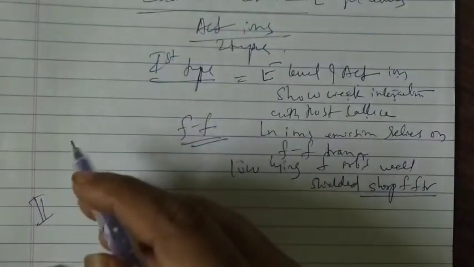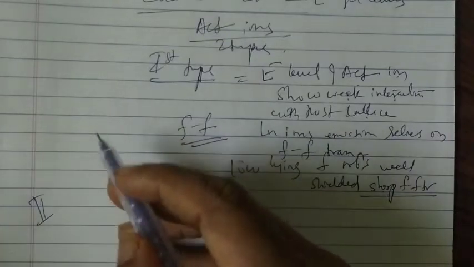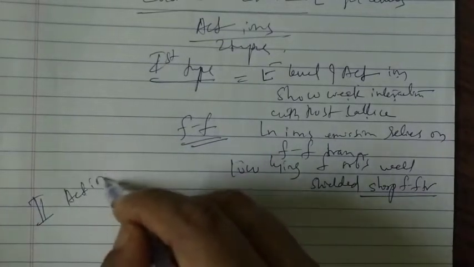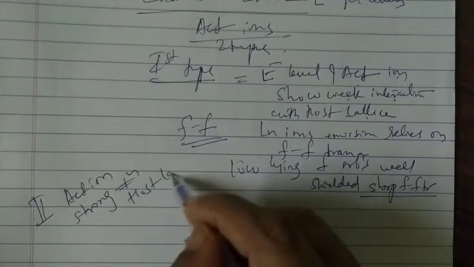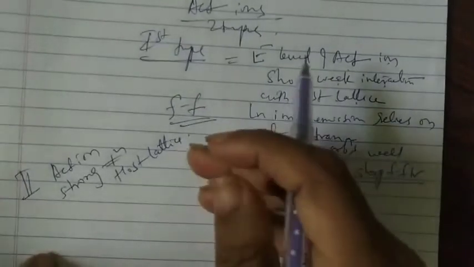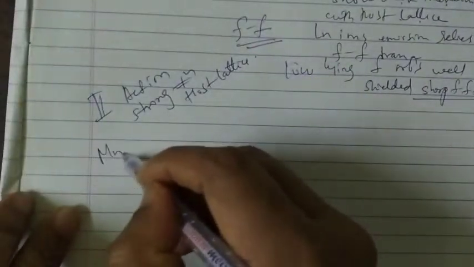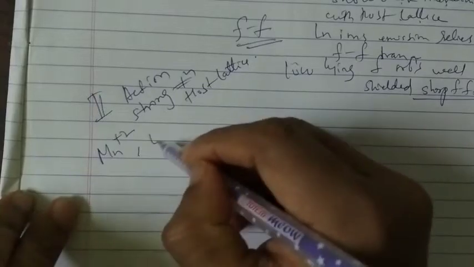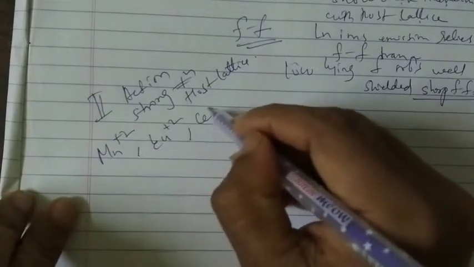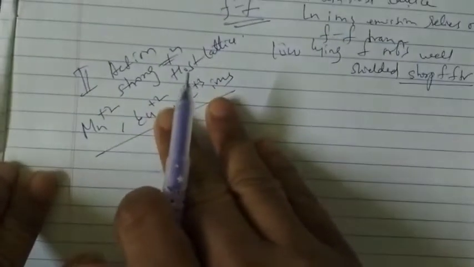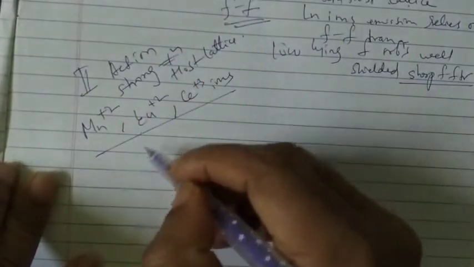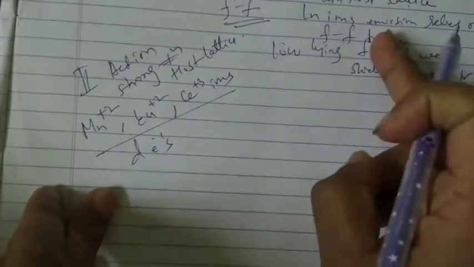In type 2, there is a strong interaction. The activator ions have strong interaction with the host lattice. This is the difference. Some examples of type 2 are Mn2+ transition elements, europium 2+, and cerium 3+ ions, where the d electrons are involved. Here d electrons, there f electrons, lanthanides.